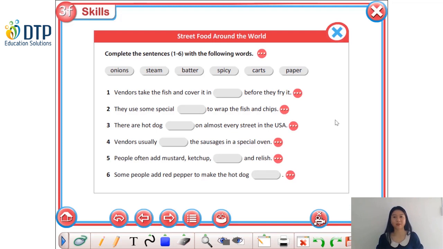And number 5, besides mustard, ketchup, and relish, what do people often add?